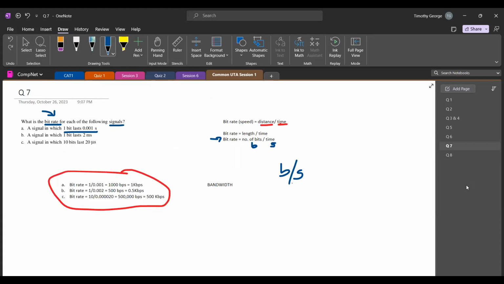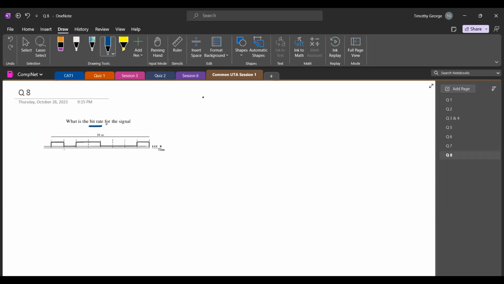So remember how we did this. What is the bit rate? We're given a signal, and we're not given any values, but we're given this diagram. We would be able to solve this problem if we're able to get those values from this diagram. It's actually very easy. Time is clearly mentioned.